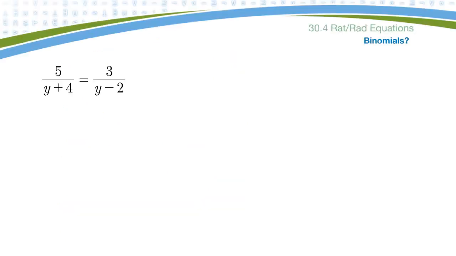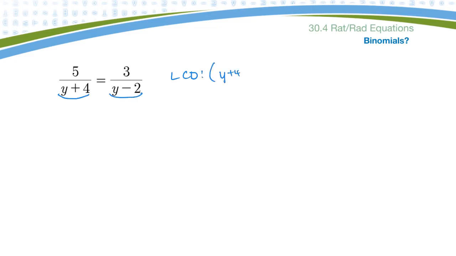Okay, here's another one. This is where you have a binomial on the bottom, and you need to try and solve that. Do the same thing. I'm going to look for a lowest common denominator, and this is treated as a group. So my lowest common denominator has to include a y plus 4 and a y minus 2. So I'm going to take the 5 over y plus 4 and the 3 over y minus 2.